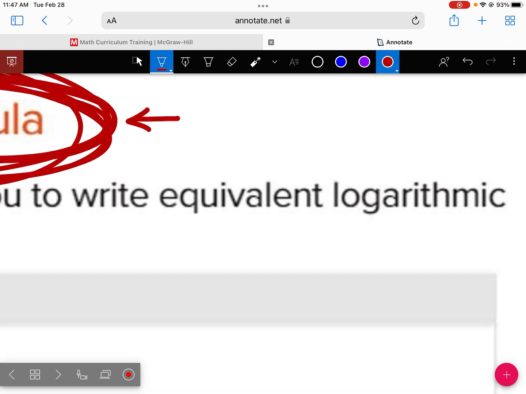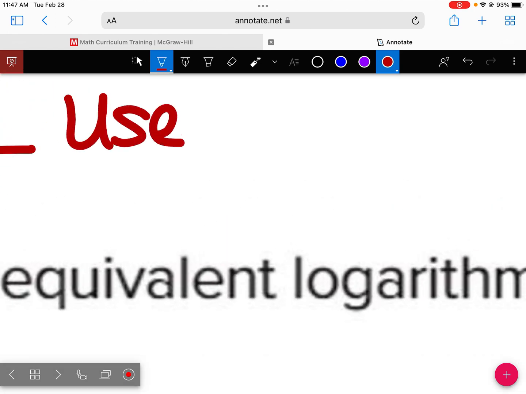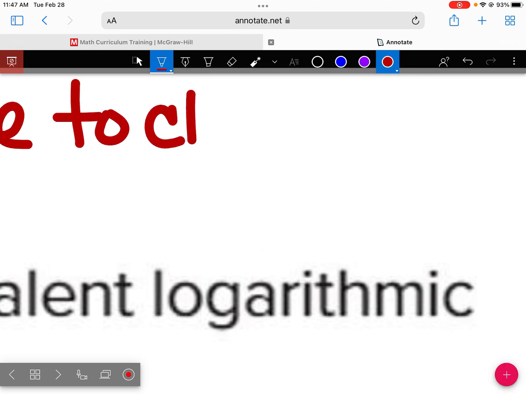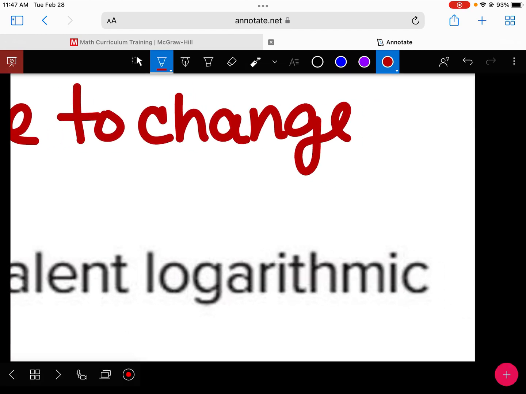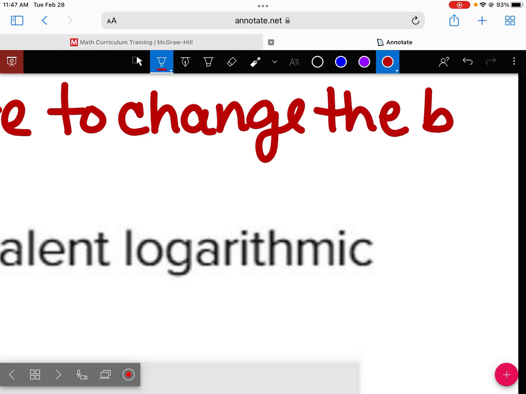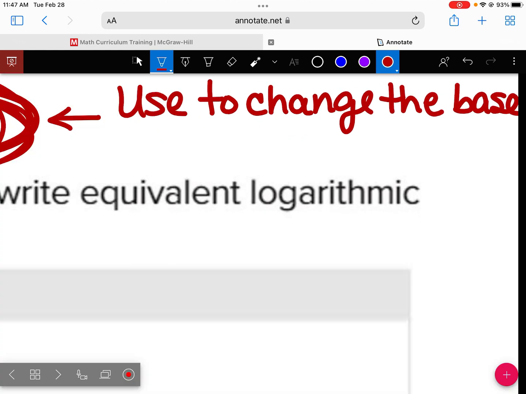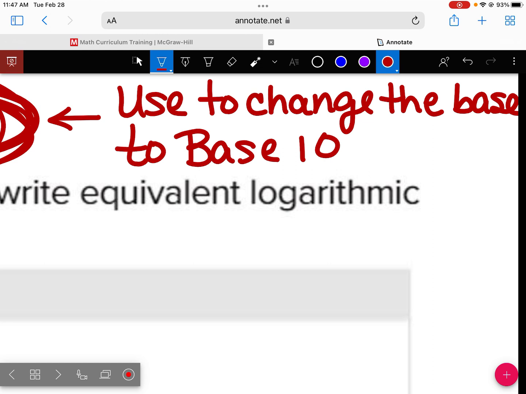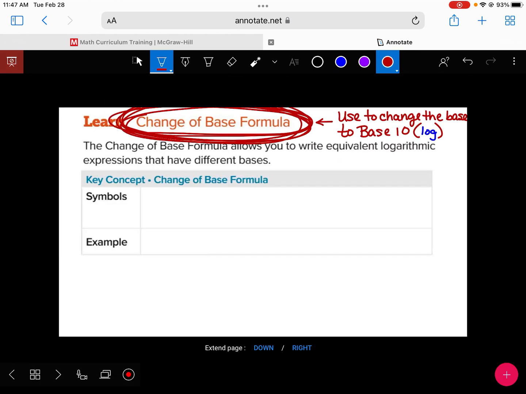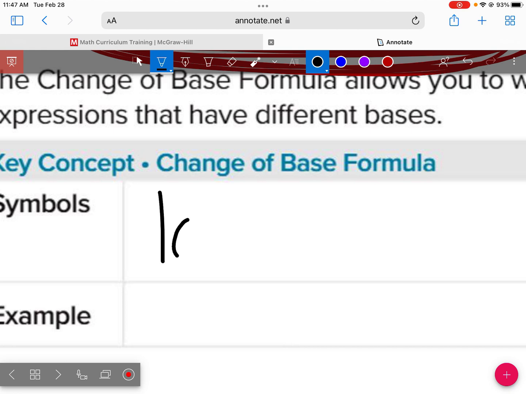We will use this to change the base to base 10 so that we can use that LOG button. So in symbolic form, when we change the base, if I have log with some base b, and then we have the argument afterwards.